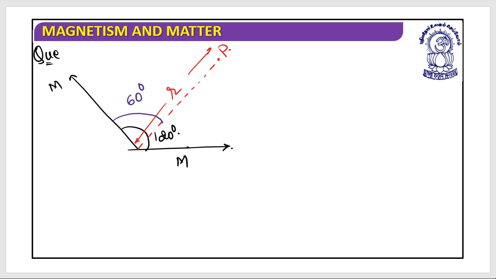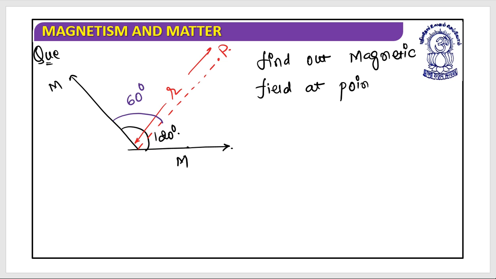So the question is: find out the magnetic field at point P. This is required. You need to find out the magnetic field at point P. How will you do this? How is this supposed to be done? How could this be done?